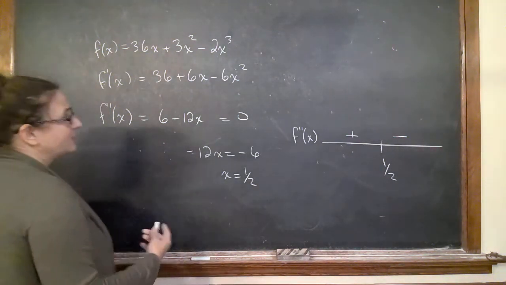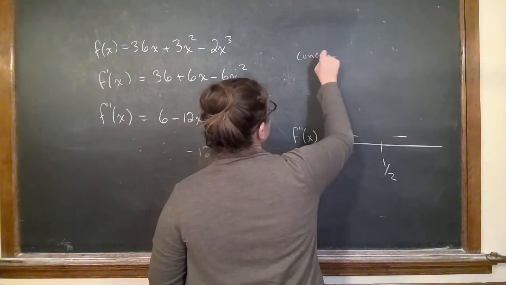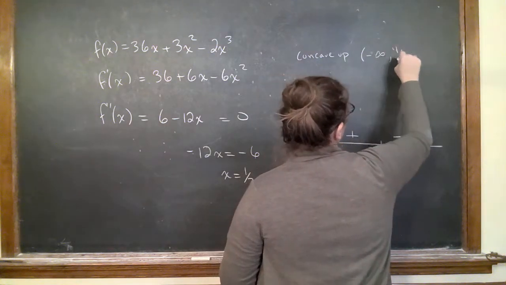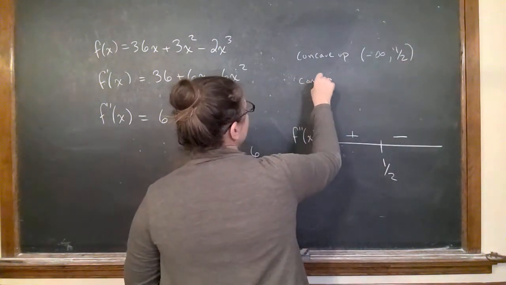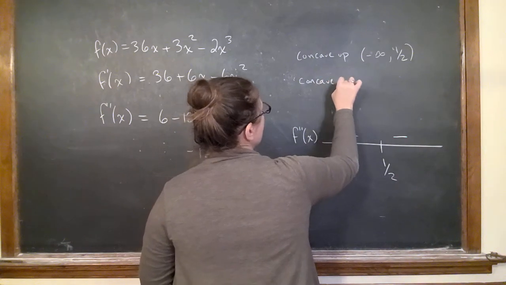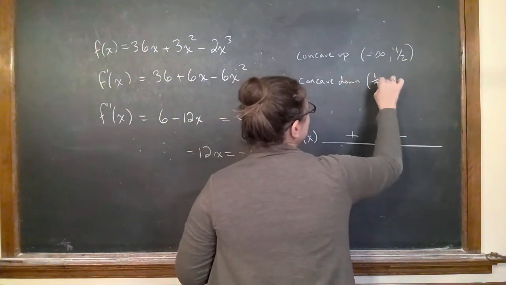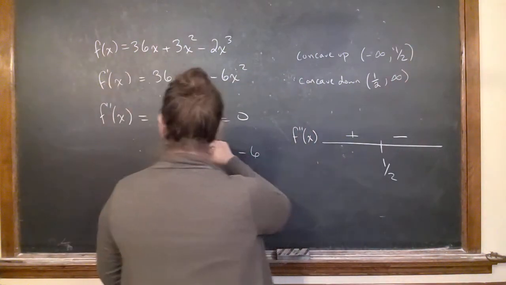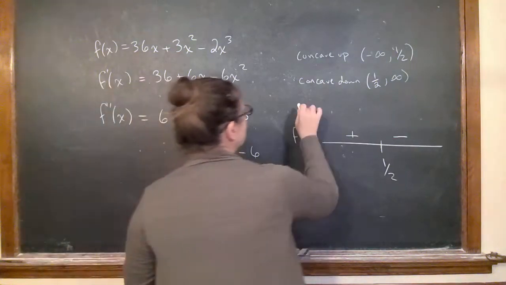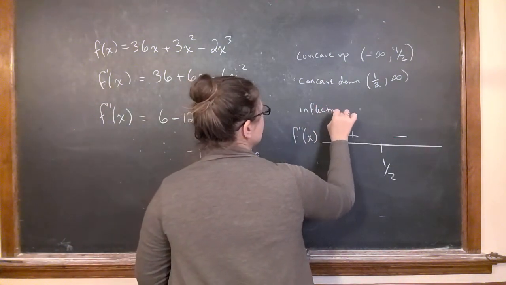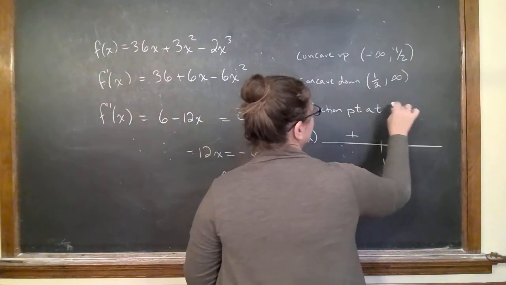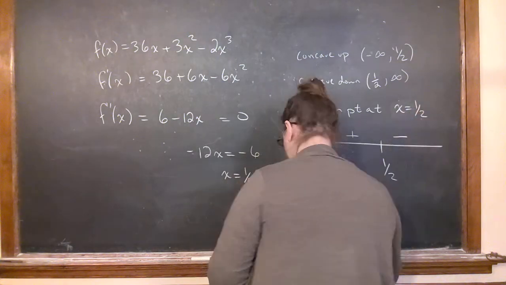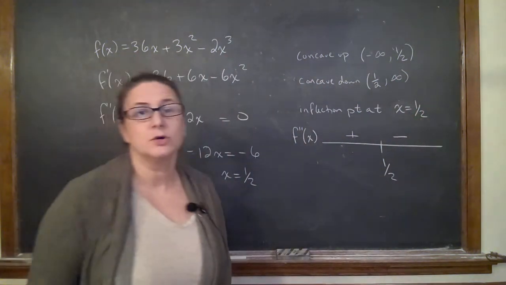That's going to tell me that this function is going to be concave up until I hit 1/2, and then it's going to be concave down the rest of the time. And I've got an inflection point at this 1/2 because my second derivative is 0 there. All right. So I can use this.